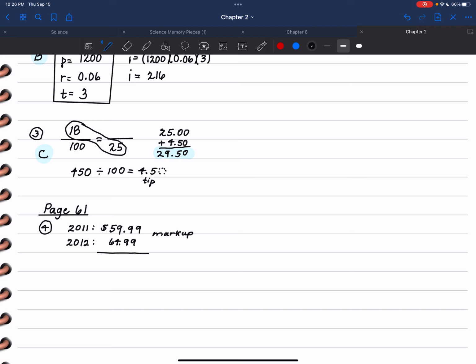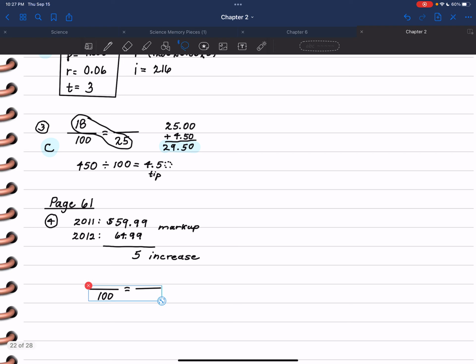So the first thing I'm going to do is find the difference there by saying $64.99 minus $59.99. So it was an increase of $5. Then I will bring in my proportion. And I know that that $5 goes there automatically. Don't even have to think about it. The original will always go down here. So it was $59.99. So 100 times 5 is 500.